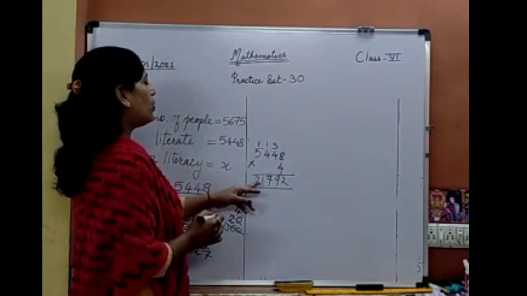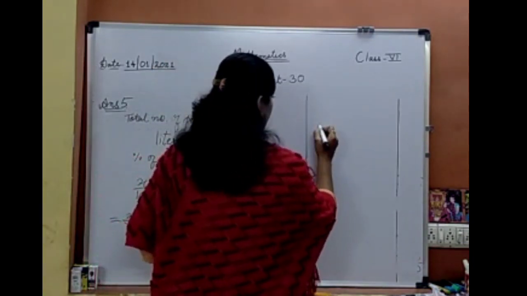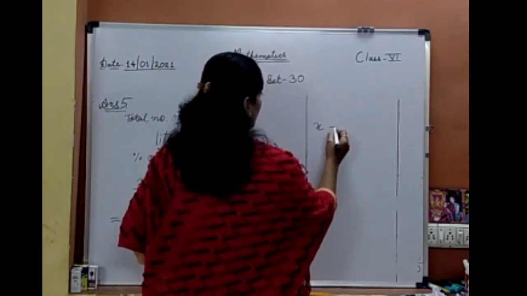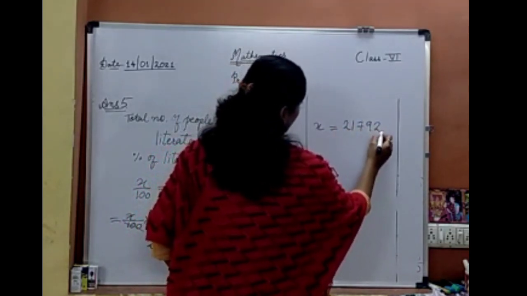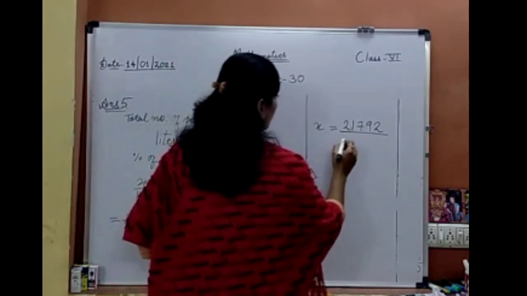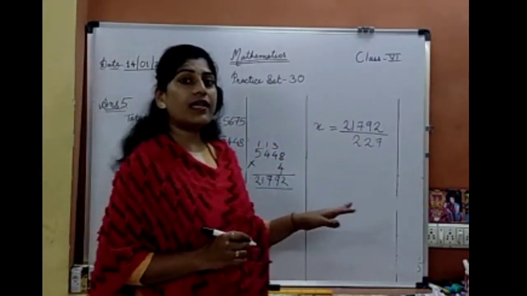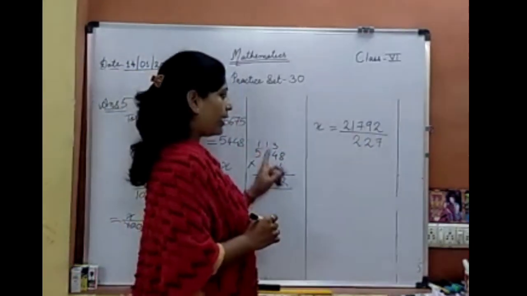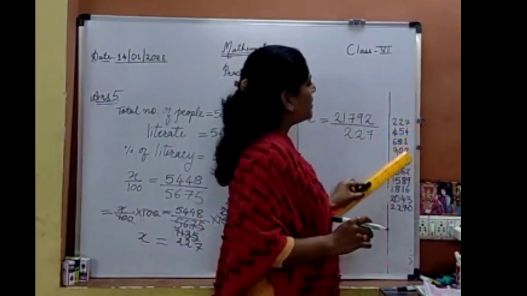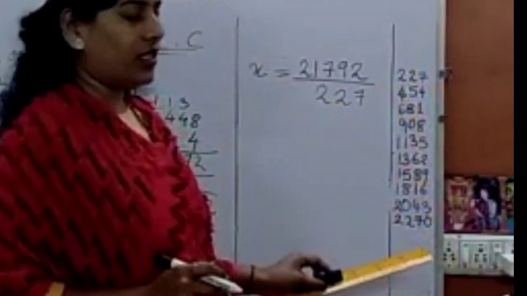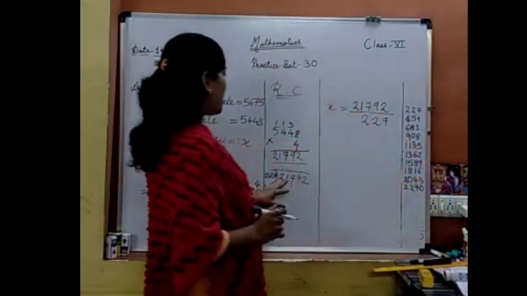So here we got 21,792. X is equal to 21,792 upon 227. Okay. So here we'll write the table of 227 and then we'll divide in the rough column. Okay, this is our rough column. Here the table of 227 has been written so that we can divide this number with 227. So let us divide it.